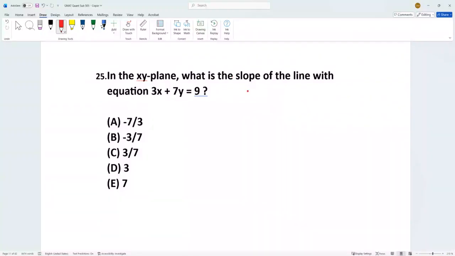So we know that in order to find the slope of the line, we need to put this particular equation in the form y equals mx plus b. So m here is the slope. So we are looking for m. M is the value that we are looking for. So now we have 3x plus 7y equal to 9, and we need to put it into this form. This is a constant as well.